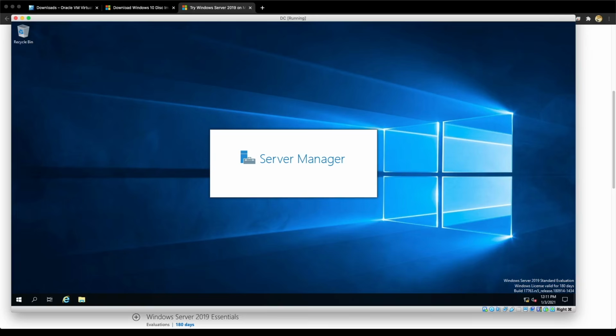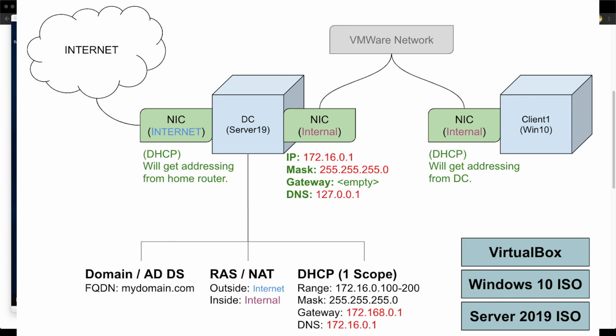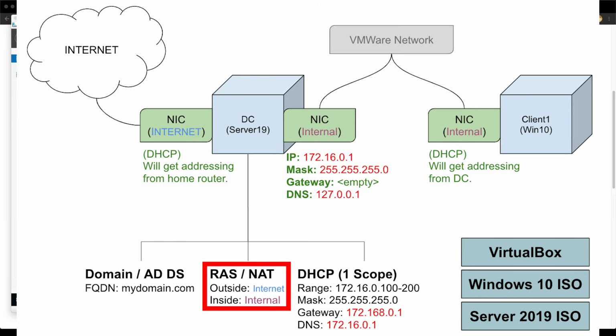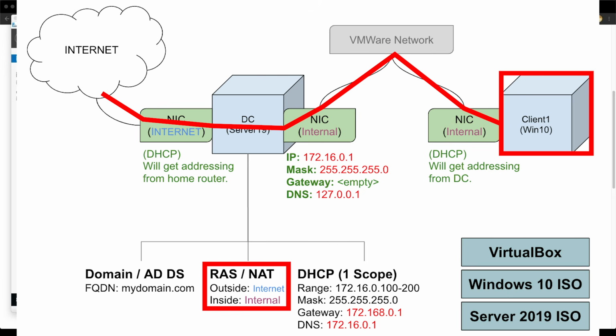So now that we've logged in, looking back at our network map over here, the next thing we're going to do is install RAS/NAT. That's remote access server and network address translation. The purpose of this is, when we create our Windows 10 client, it's going to allow this client to be on this private virtual network, but still be able to access the internet through the domain controller. So we're going to install RAS and NAT on the domain controller to allow our clients to do that.